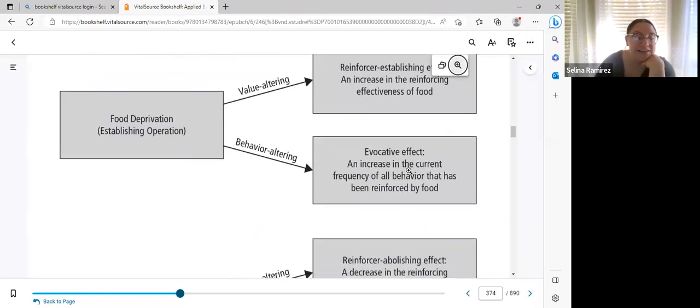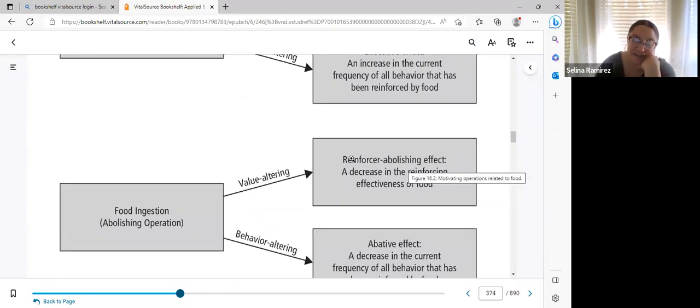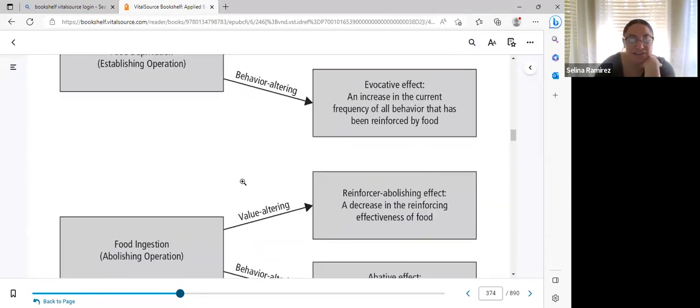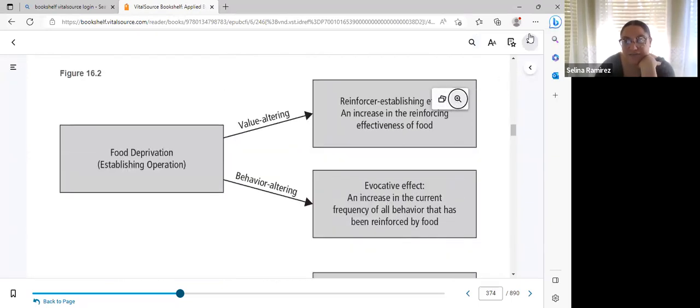Does anybody have a scenario that they want to try and see what the value altering and behavior altering effect is? I can't figure out how to zoom out.